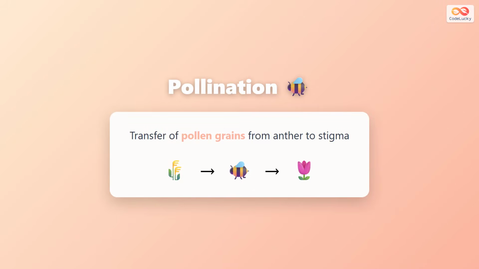Pollination is the process of transferring pollen grains from the anther of a stamen to the stigma of a carpel. This is a crucial step in plant reproduction because it allows the male gametes in pollen to reach the female gametes in the ovules. Pollination can occur through various agents, including insects like bees and butterflies, birds, wind, or water. Without pollination, fertilization cannot take place.